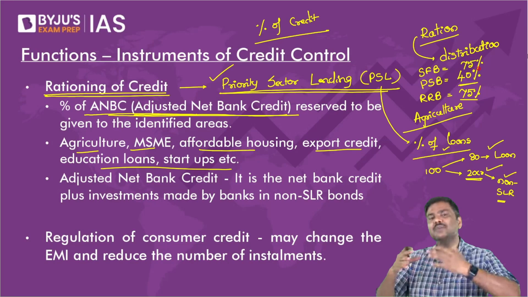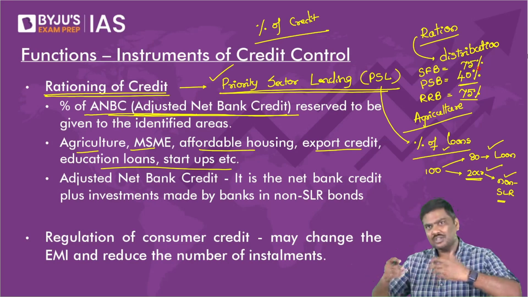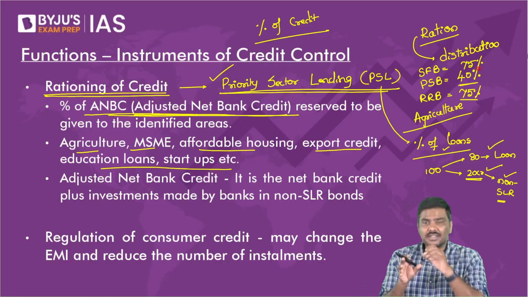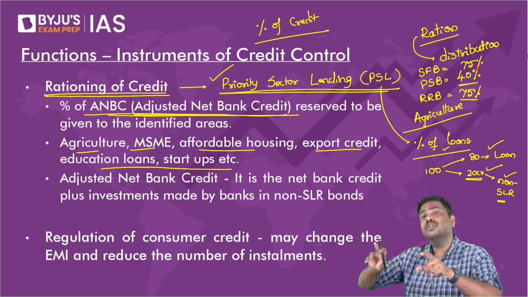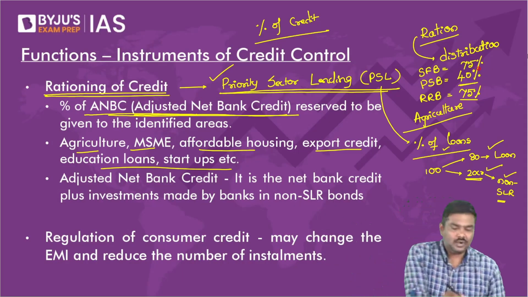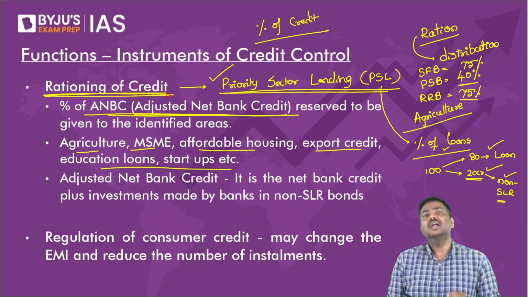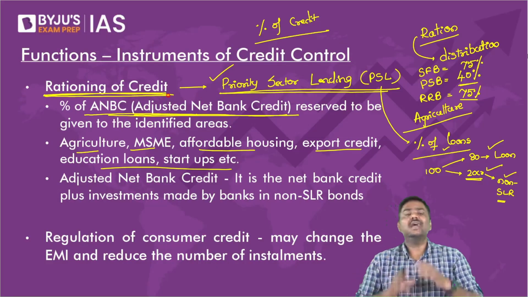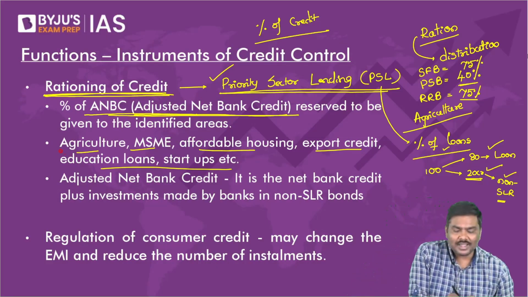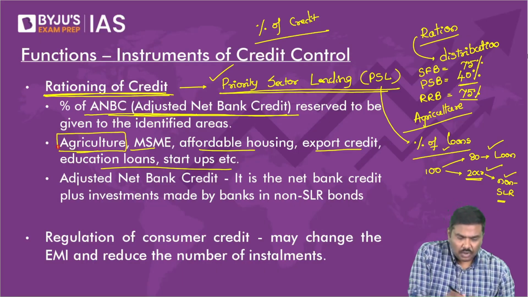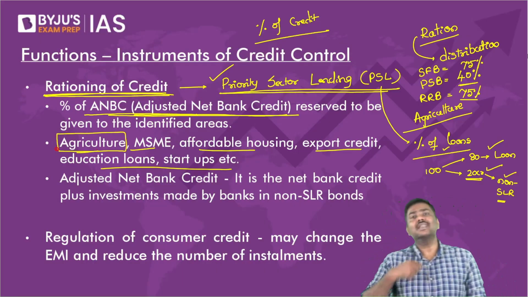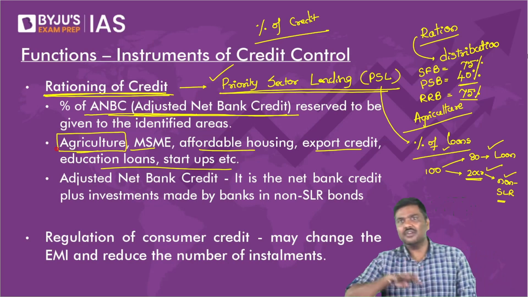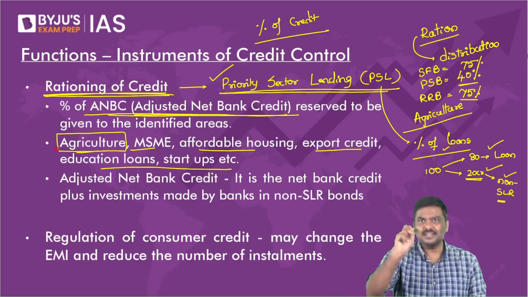What is the meaning of all of this? Whatever amount of loans that they provide, including non-SLR bonds, out of this, understand this, 75% should be given to the following sectors. That is basically the concept of rationing of credit. Now, out of all of this, whether it is 75% or 40%, the highest amount of loans are always given to the agriculture sector. Remember this. These are certain points regarding rationing of credit.